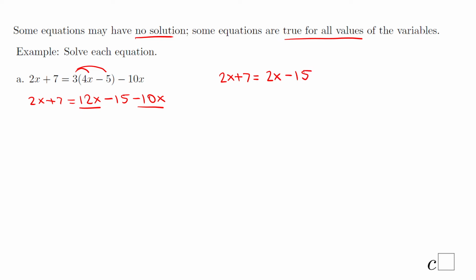And now let's say you want to get rid of these 2x. So you're going to subtract 2x to get rid of these 2x. Oh, and you're going to have to do the same thing here on the left side. And now you notice that this here is going to give you 0x or just 0. So we have 7 equals negative 15. And whenever you get a statement like this, which obviously is false, 7 is not equal to negative 15, that means the equation has no solution.